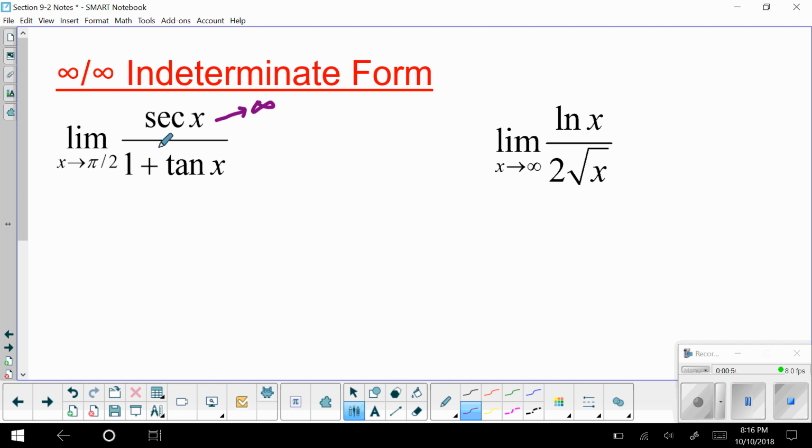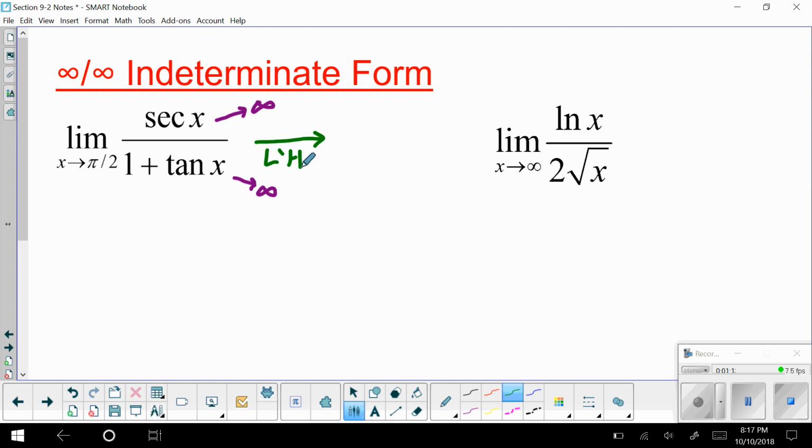If I go down to the bottom here, tangent of pi over 2 is, well, tangent is sine over cosine, so I run into the same issue. I get 1 plus either positive or negative infinity. So the bottom is also infinite. So again, the way I'm acknowledging that is I'm just showing the top is approaching infinity, the bottom is approaching infinity. This is one of our two indeterminate forms that we can use L'Hopital's rule on.